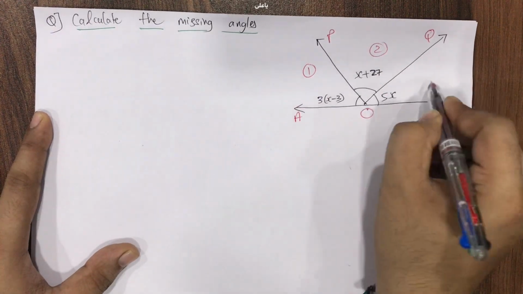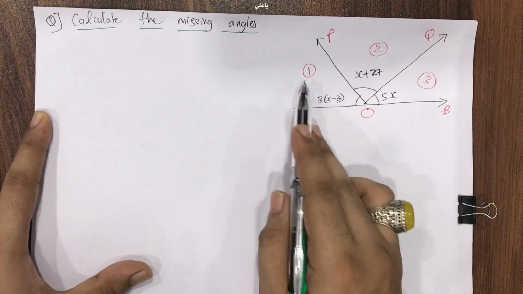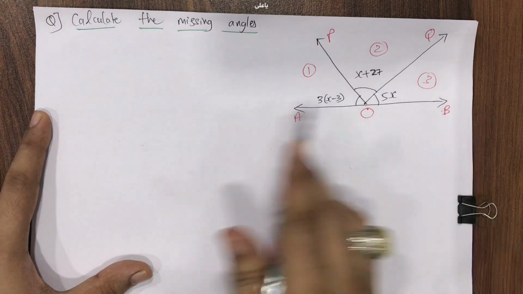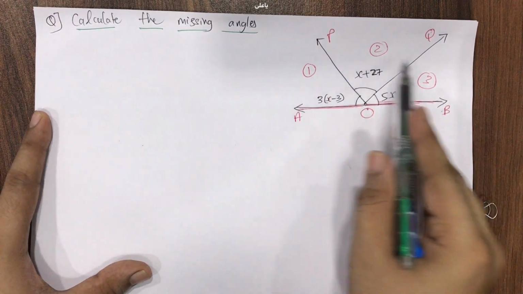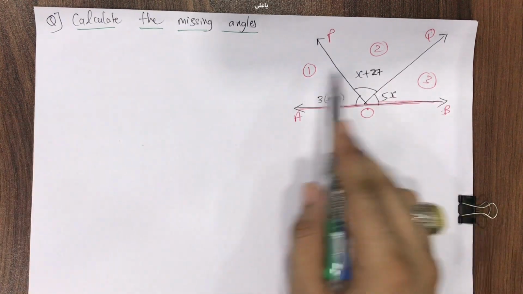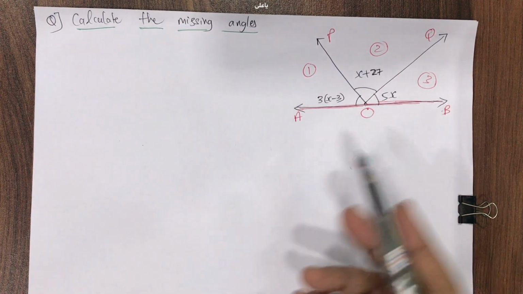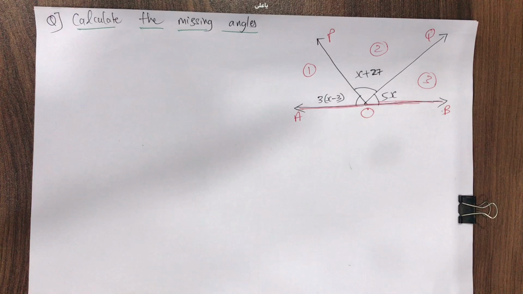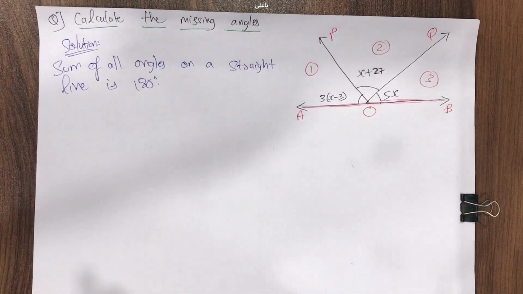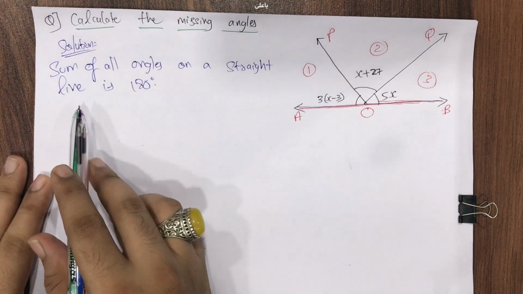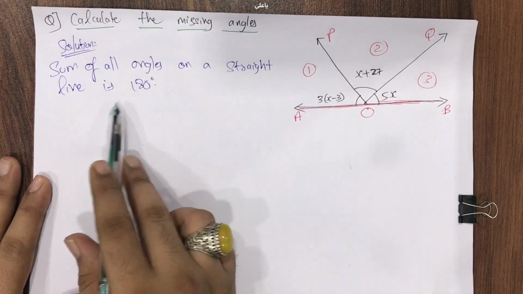1, 2 and 3. Can I say the sum of all the three angles on a straight line is 180 degrees? This is our straight line. The sum of all the angles on a straight line is equal to 180 degrees. Can we start with this? Yes, let's start. Please don't wait for me. Do it simultaneously, please. So see, I have written in the solution, the sum of all the angles on a straight line is 180 degrees.